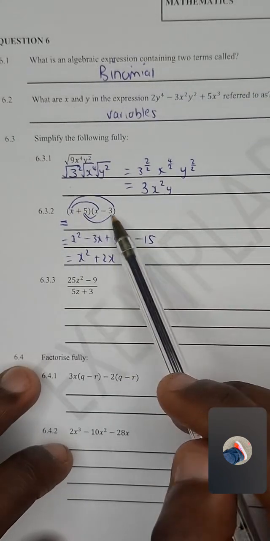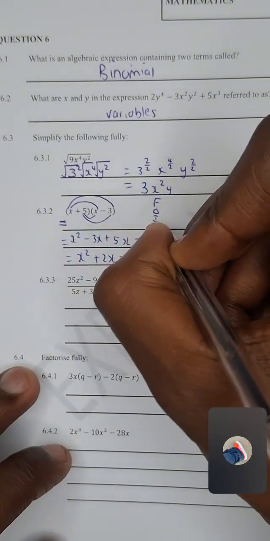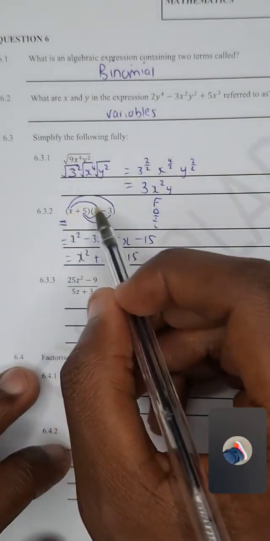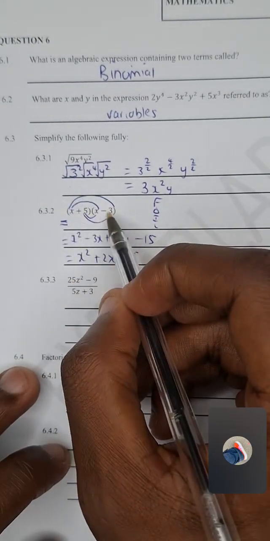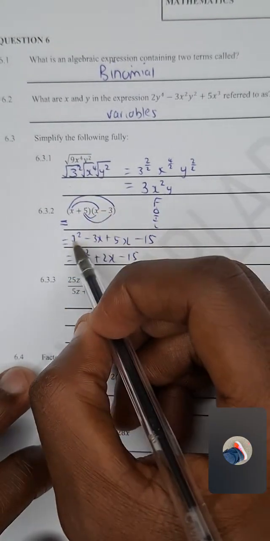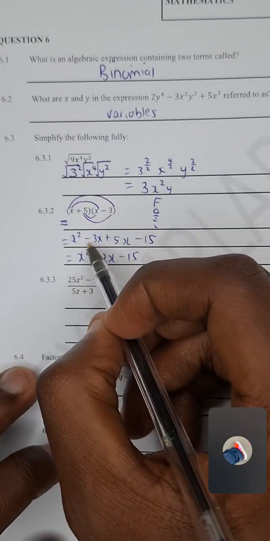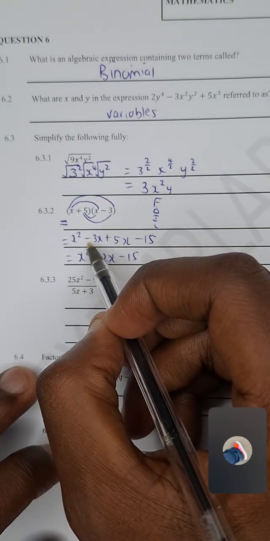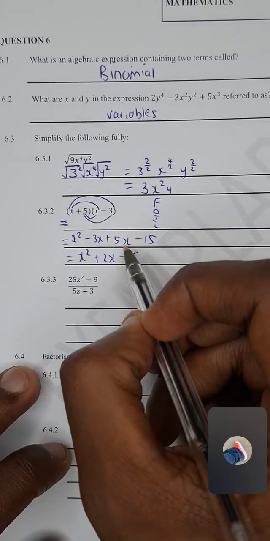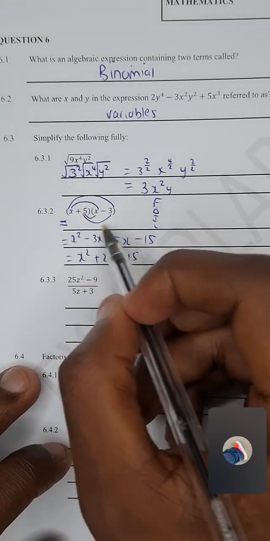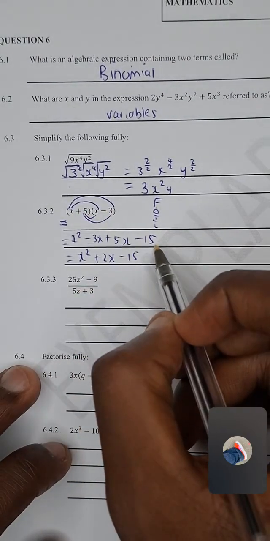Then here, the two brackets, we apply FOIL. You multiply the first, you distribute x to x, you distribute x to negative 3. x times x is x squared. x times negative 3, negative 3x. Then positive 5 times x is positive 5x. Positive 5 times negative 3. Positive times the negative is negative. 5 times 3 is 15.